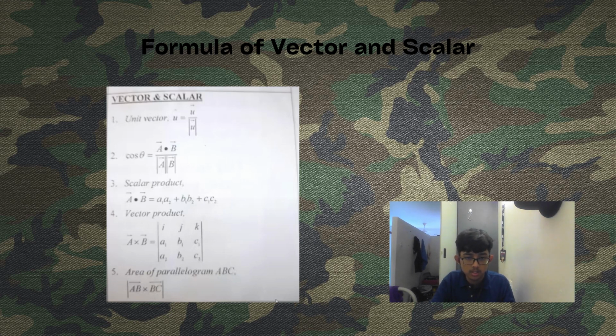The vector product is vector a cross vector b equals a matrix: the first row is i, j, k, the second row is a1, b1, c1, and the third row is a2, b2, c2. The last formula is the area of parallelogram ABC, which is the magnitude of vector AB cross vector BC.